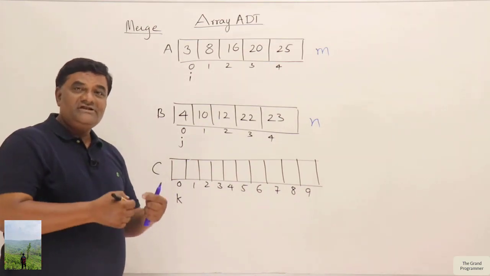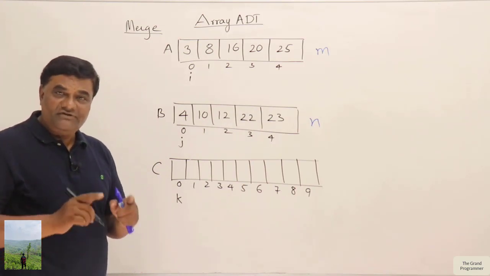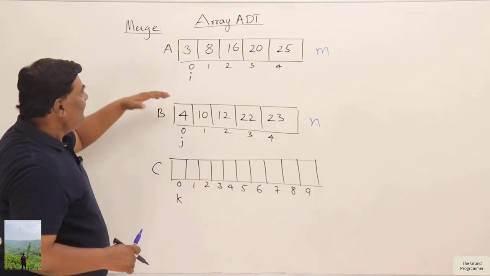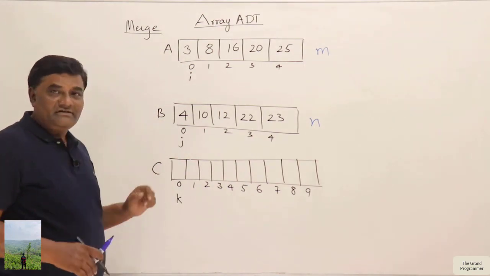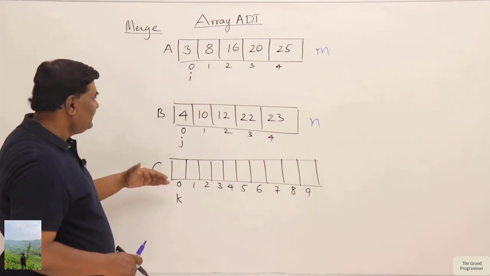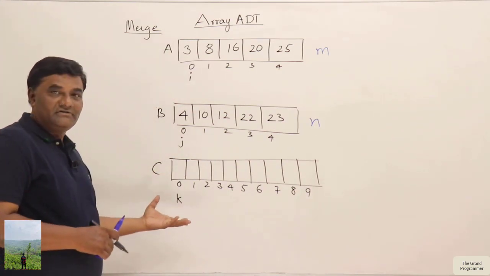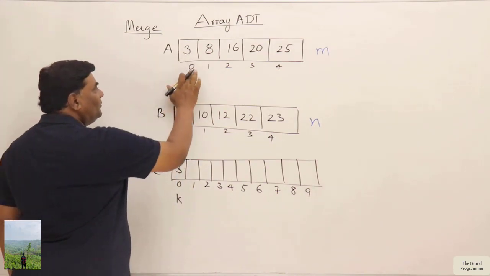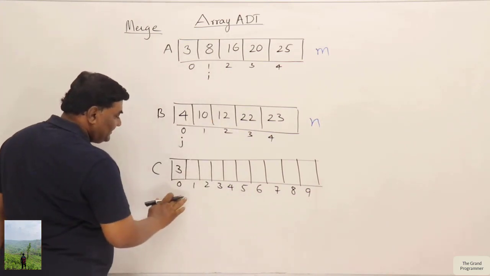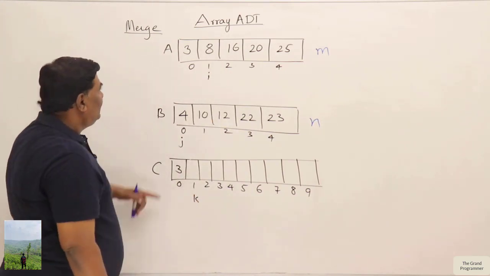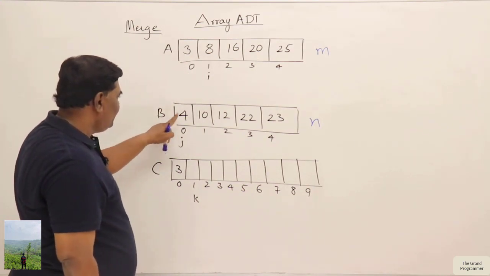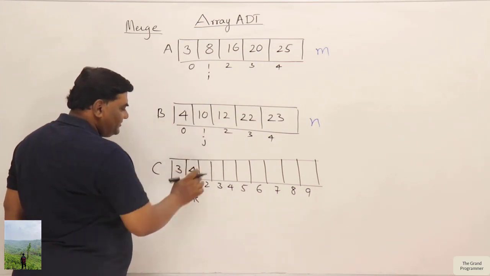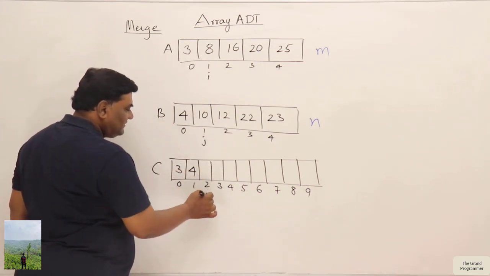Now the procedure we perform is a repeating procedure. So what we have to do? Compare A of i with B of j. Whichever is smaller, copy that one here. If A of i is smaller, copy it. If B of j is smaller, copy that one. Right now A of i is smaller, so copy this one. Then move i to the next element and move k to the next element. Then compare A of i with B of j. Now B of j is smaller, so copy this element 4, and increment j and increment k.